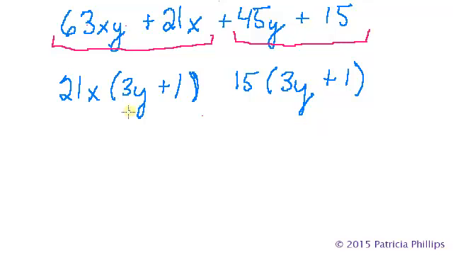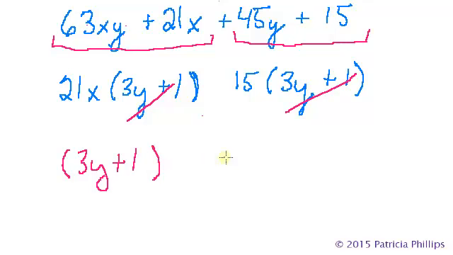These are our common factors, 3y plus 1. So what we can do now is take that out from the whole thing, put it in parentheses, and multiply the remaining terms times that binomial. The remaining terms are 21x and a plus 15. And there you have it.